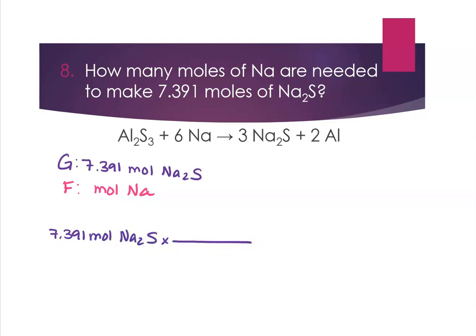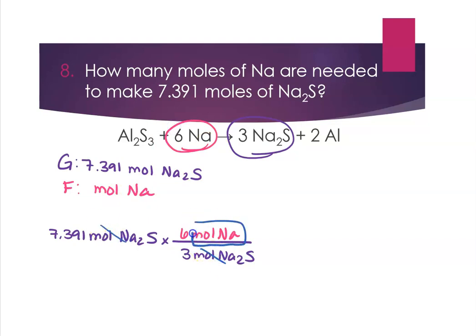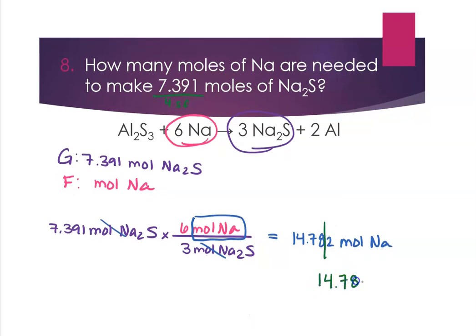Na2S times, moles of Na2S are what I'm starting with, so moles of Na2S are going to go on the bottom, and according to my equation, I have 3 moles Na2S, and then moles of Na are what I am finding. So moles of Na2S cancel with moles of Na2S, and I'm left with moles of Na. 7.391 times 6 divided by 3 gives me 14.782 moles Na. Check my sig figs here. I have 1, 2, 3, 4 significant figures. So this will be 14.78 moles of Na.